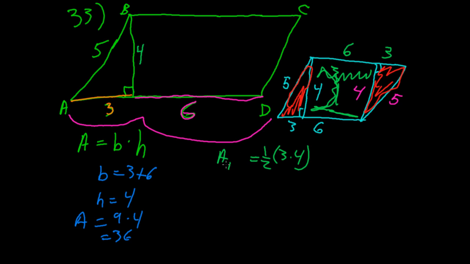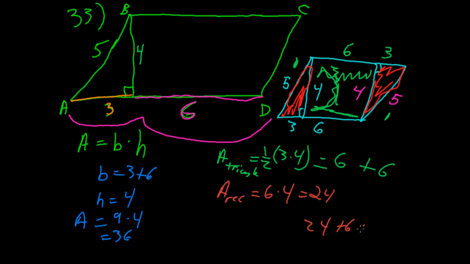The area of a triangle, so that would give us 6. Then we have 2 of these triangles. We have this one right here and this one over here. So we do the same thing, but that'll just give us 6 again, 3 times 4 divided by 2. So plus another 6. And then we have this rectangle, and the area of a rectangle is equal to the base times the height, which is 6 times 4, equals 24. So we have 24 plus 6 plus 6, and that will give us 36.